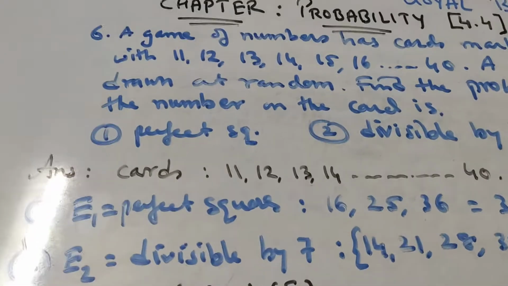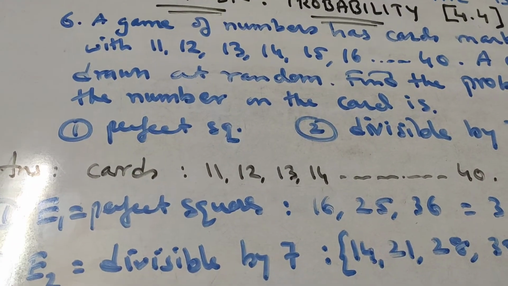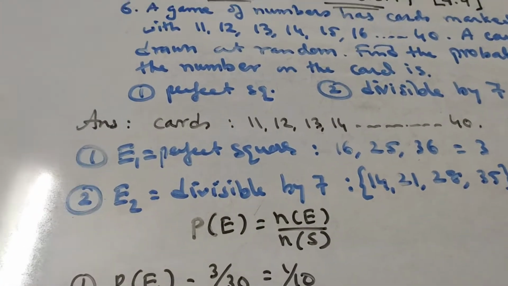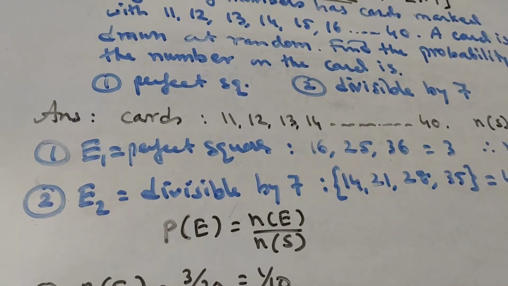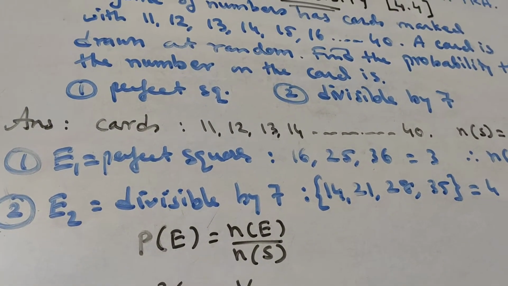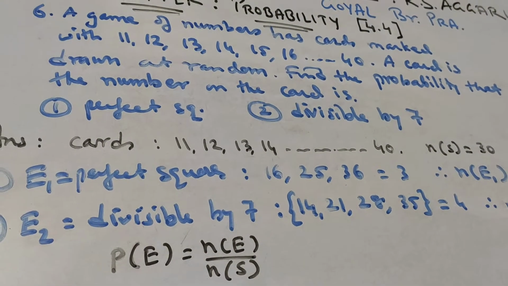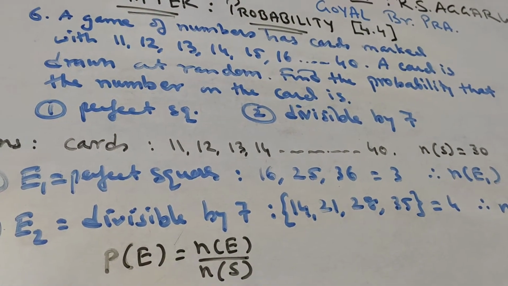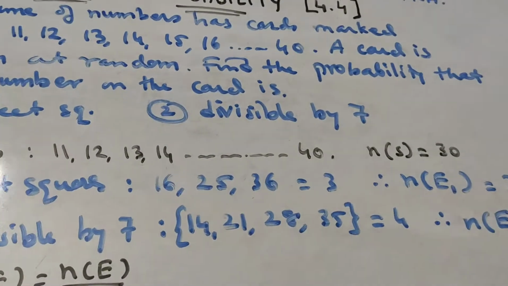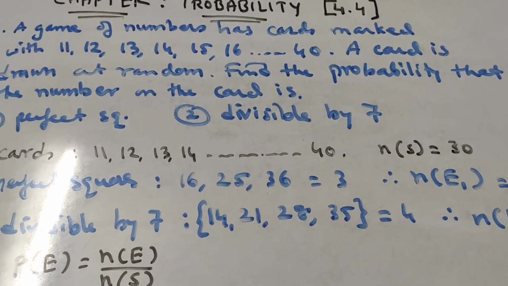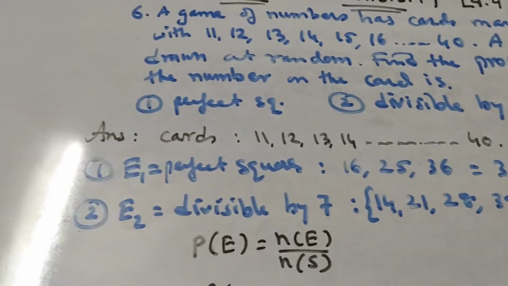So number 1 is perfect square and number 2 is divisible by 7. Let us work it out. How many cards are there? There are 30 cards, because if you start with 11 and you end with 40, the total number of cards will be 30. So our sample space is 30.